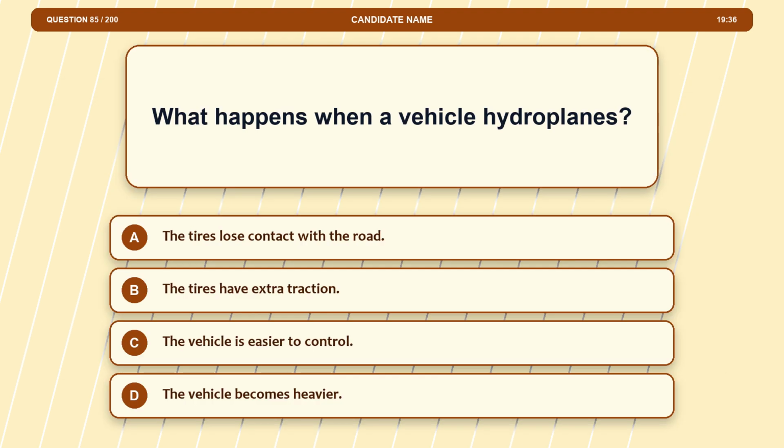Question 85. What happens when a vehicle hydroplanes? Option A, the tires lose contact with the road. Option B, the tires have extra traction. Option C, the vehicle is easier to control. Option D, the vehicle becomes heavier.